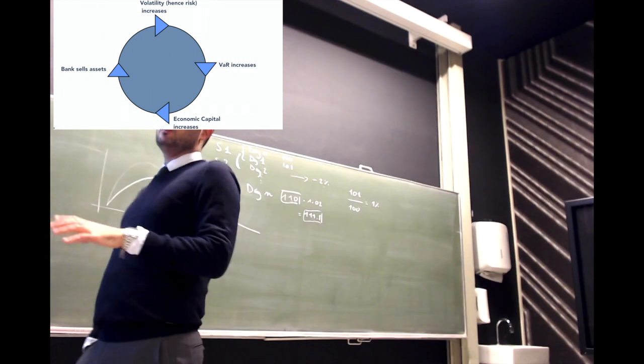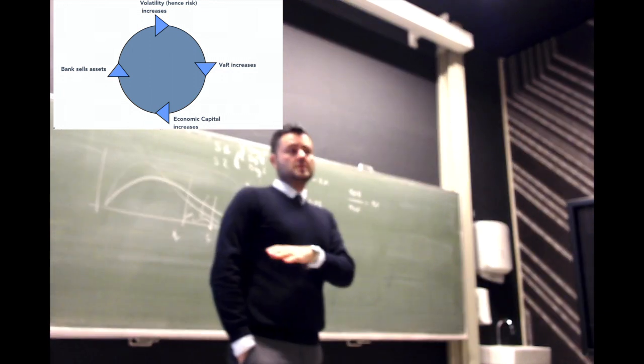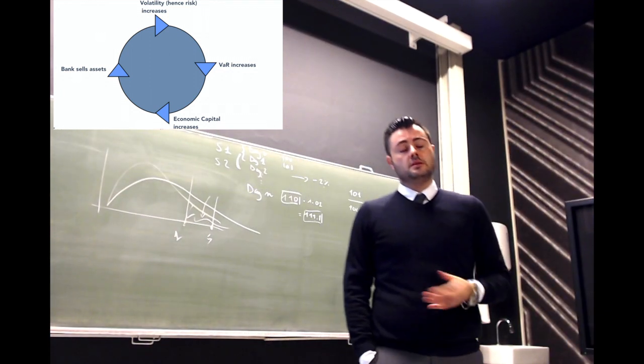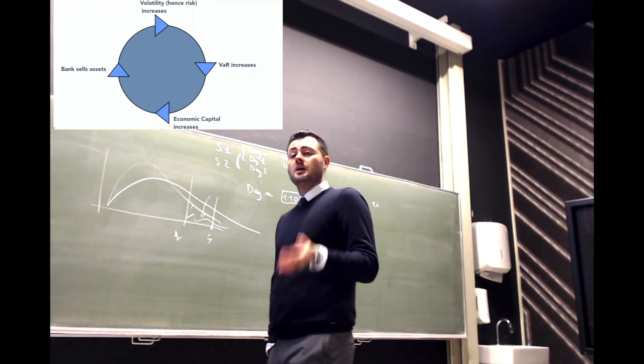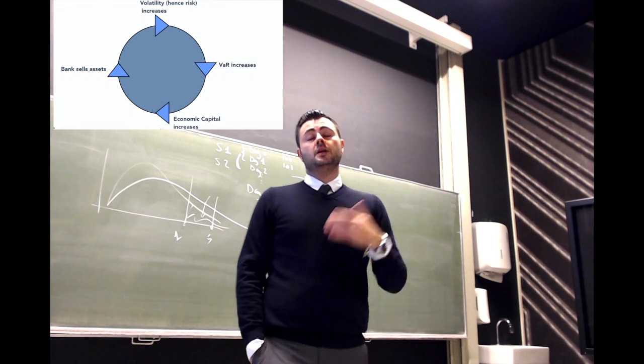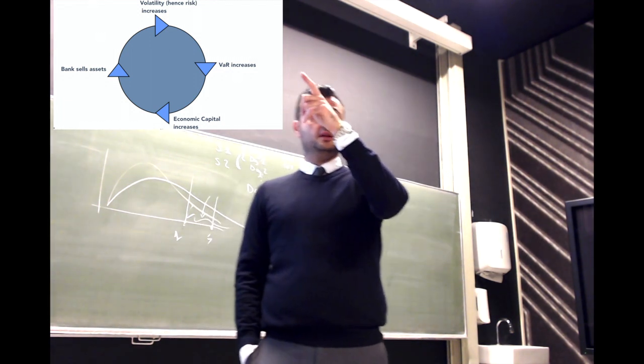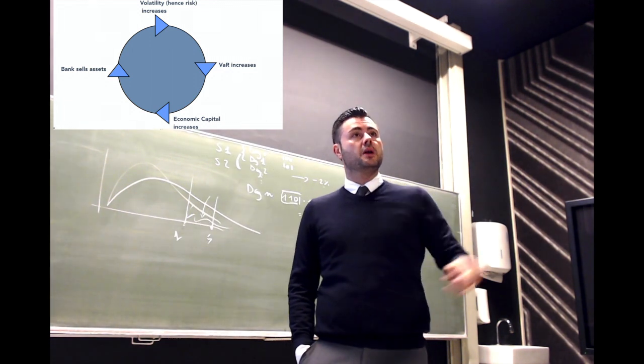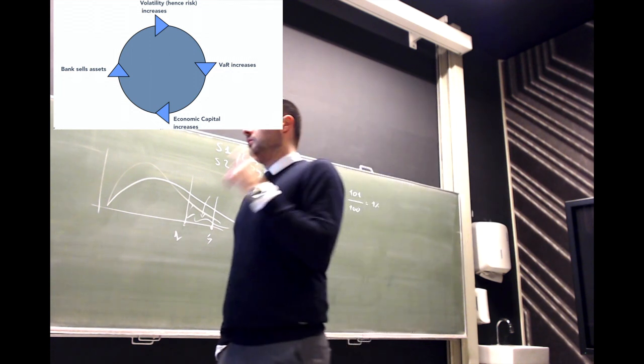If the volatility on the market increases, the value at risk increases. If the value at risk increases, the capital requirements increase. If the capital requirements increase, then what happens? You have probably to liquidate more assets, increasing volatility again. So you enter in this spiral, which is what we call procyclicality.